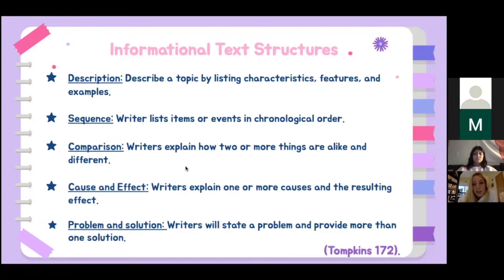Informational text structures are also from Tompkins. Description is describing a topic by listing characteristics, features, and examples. Sequence is where the writer lists items or events in chronological order. Comparison is where writers explain how two or more things are alike and different. Cause and effect is where writers explain one or more causes and the resulting effect. Problem and solution is where writers state a problem and provide more than one solution.